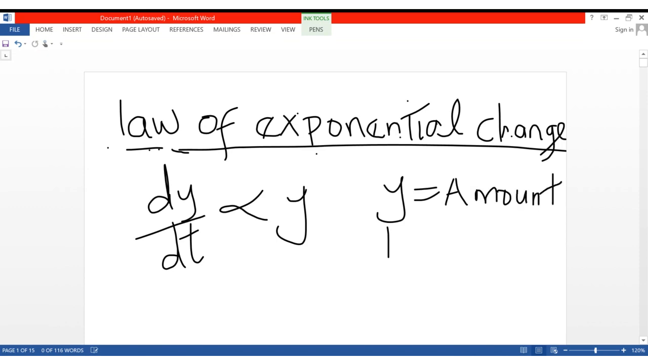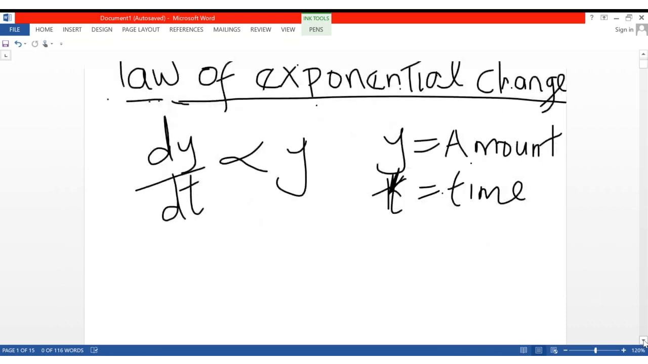And t is the time. So basically it's proportional to that. The rate of change of any amount is proportional to the amount itself. So y is the amount and t is the time.